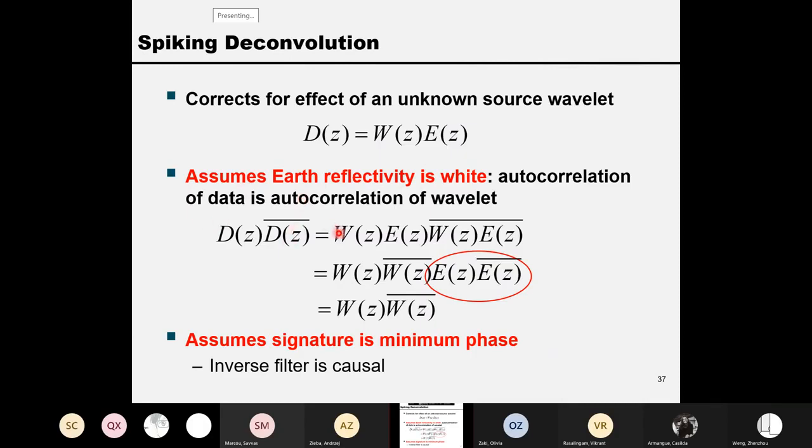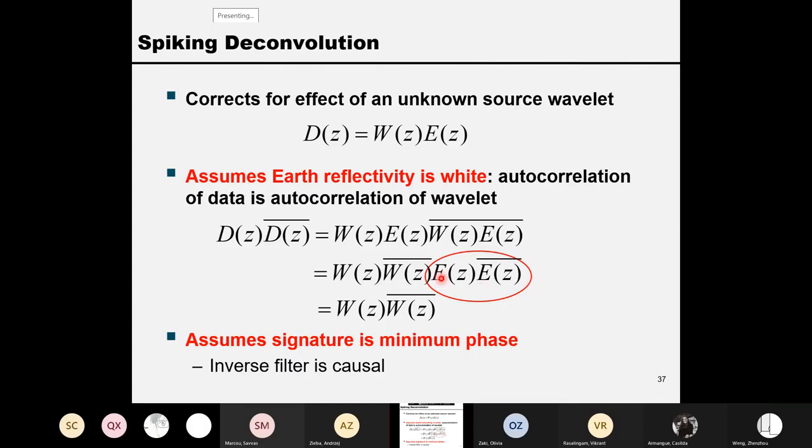Okay. If we don't know the subsurface wavelet, after autocorrelation, we end up with two autocorrelations here. One is the subsurface reflectivities, the autocorrelation of reflectivities, E multiplied by the conjugate of E. E means Earth, right? Earth properties. And another one is the wavelet autocorrelation. So wavelet multiplied by the conjugate of wavelet in the Z-transform domain. So these two multiply together.